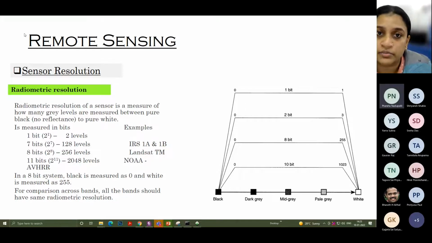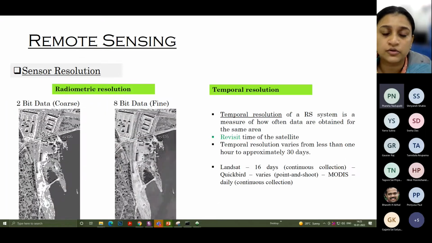I'll be showing you the image. This is 2-bit data, which is coarse data. Now with the 8-bit data, we can see more depth has been added. So you can more distinctly identify characters in the image. This is what radiometric resolution is all about.